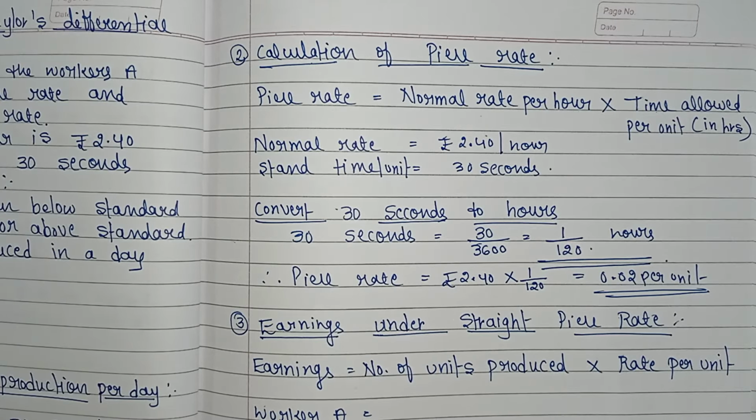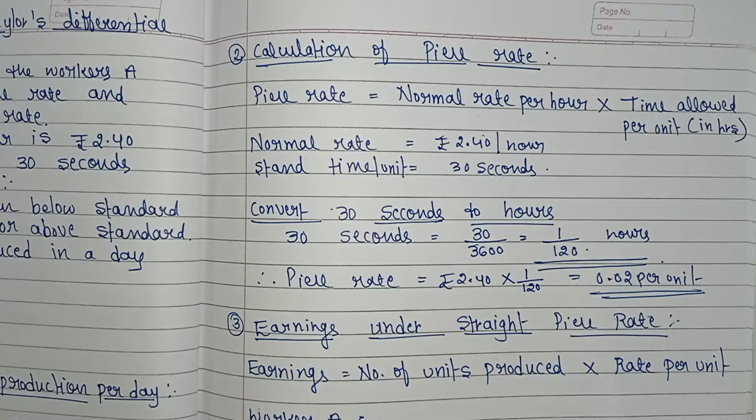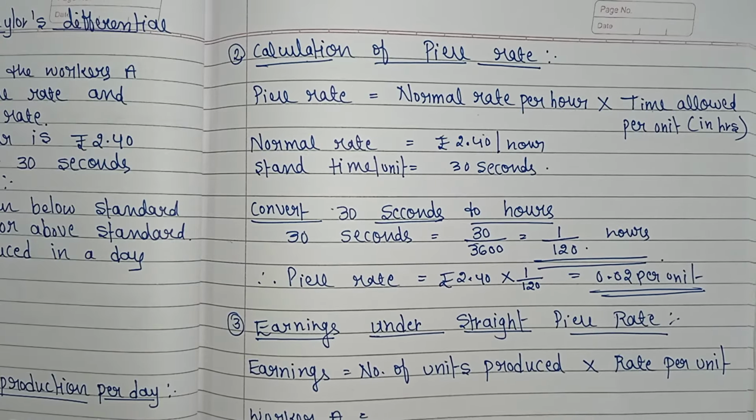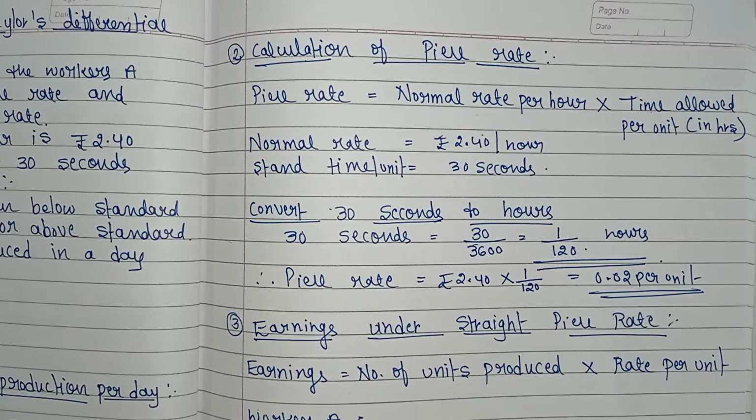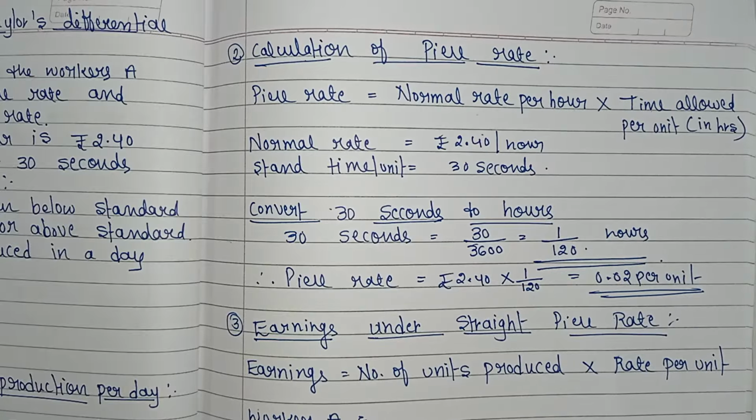Here the main work is to convert the 30 seconds to hours, because the normal rate is given per hour. So be very careful in converting. Sometimes they give the time in minutes, and we need to convert it to hours or seconds. We have to be very careful while solving these types of problems. So here our working notes are over.